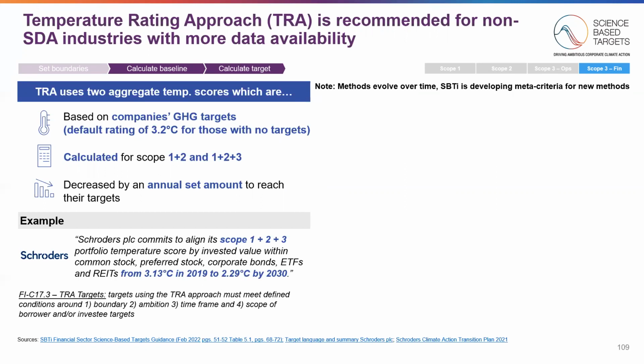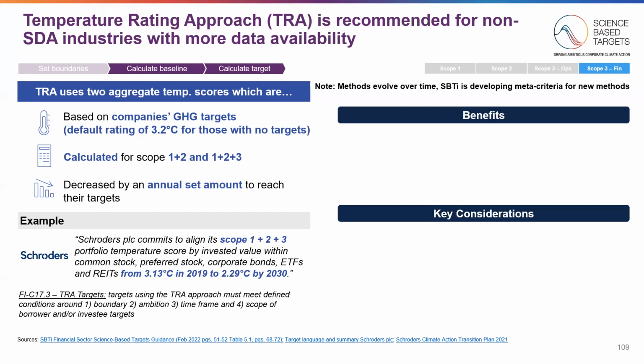Schroders plc, a British asset management firm, used the temperature rating approach for a collection of their assets and bonds, committing to align their scope 1, 2, and 3 portfolio temperature score by invested value within common stock, preferred stock, corporate bonds, ETFs, and REITs from 3.13 degrees in 2019 to 2.29 degrees in 2030. Let's talk through the benefits and key considerations for this approach.